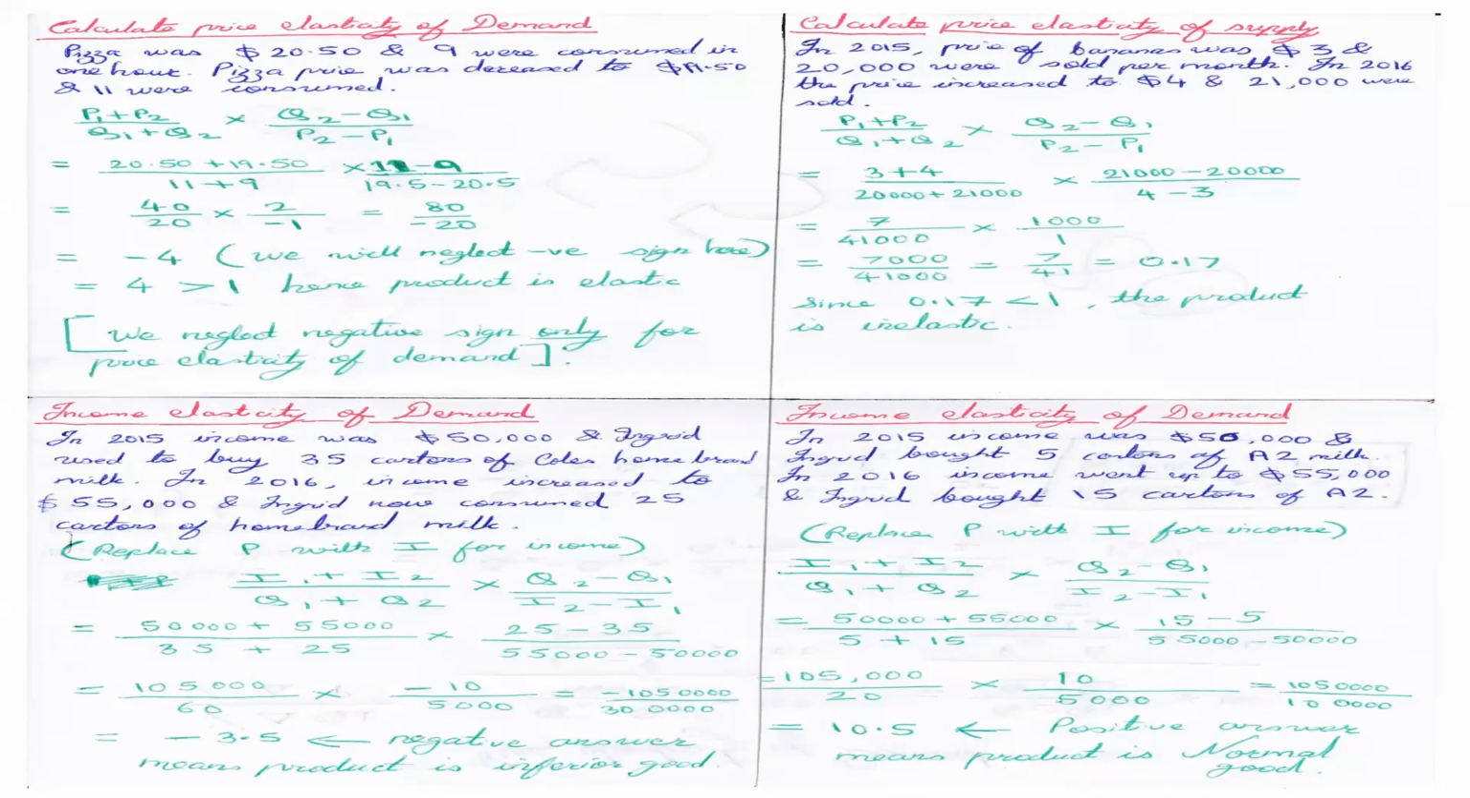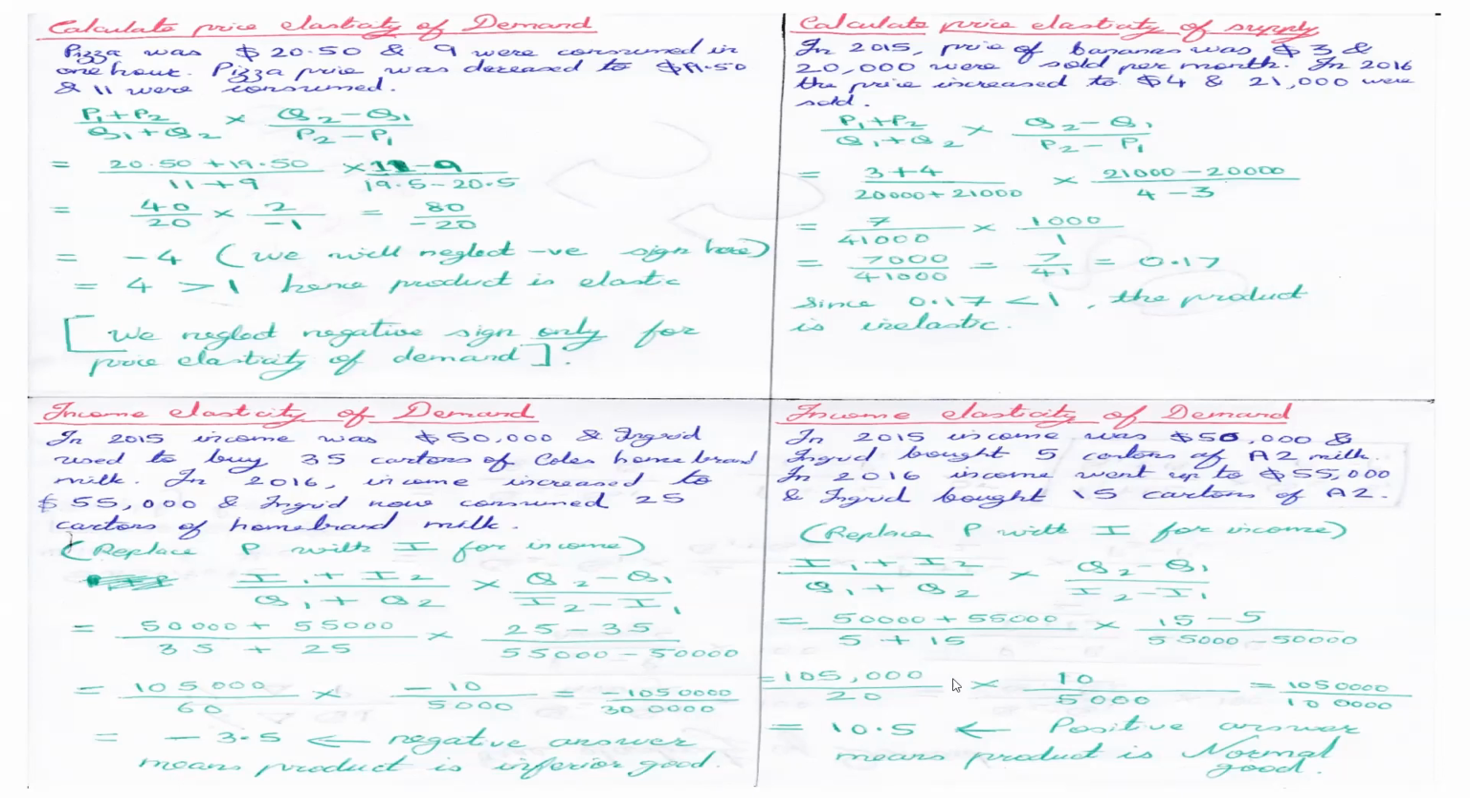Basically, at the end, your answer will be 0.17. Remember what I said, if it's greater than 1, it is elastic. If it's less than 1, it is inelastic. So in this case, 0.17 is less than 1, so the product is an inelastic product. And already you know what inelastic means in theory.